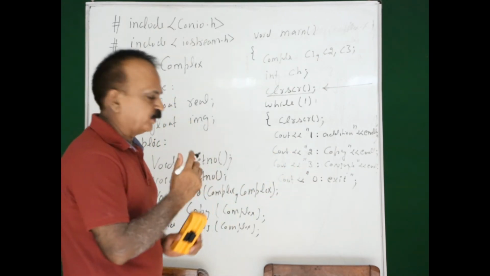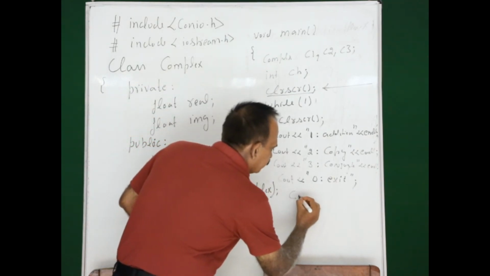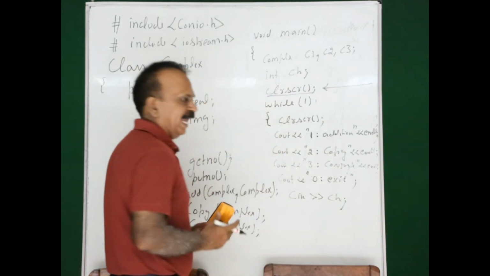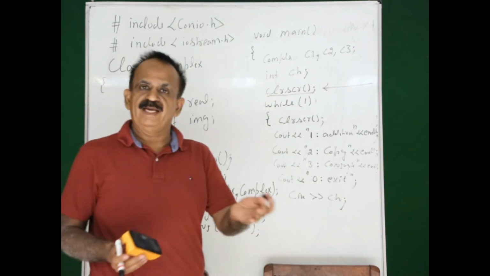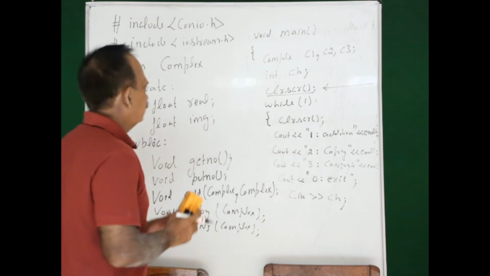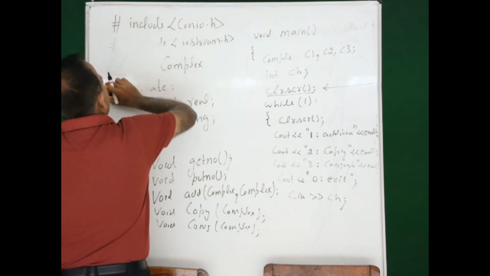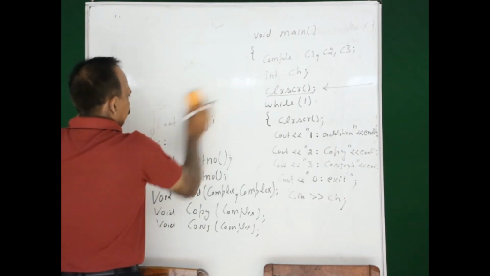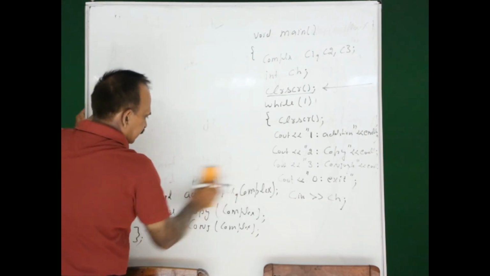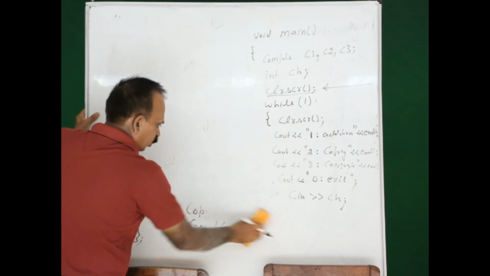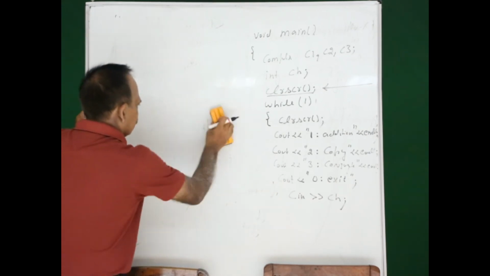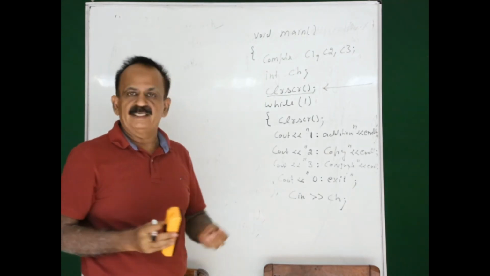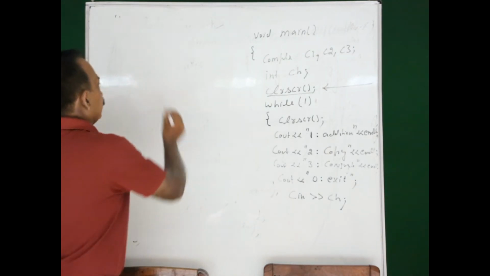After displaying all these options, I ask for the user's choice, and the user's choice is in the form of ch. Now the user will be entering the choice in the form of ch. Now the process is very clear. If the user says the choice is 1, that means it will be addition. If the user says the choice is 2, it is copying one complex number to another. And if the user says it is 3, it is conjugate. Now I will start with the first one.